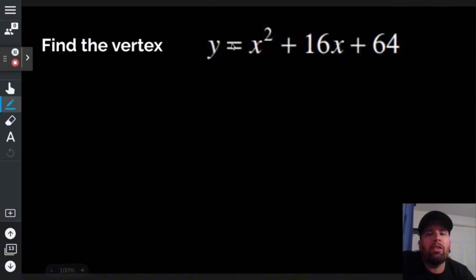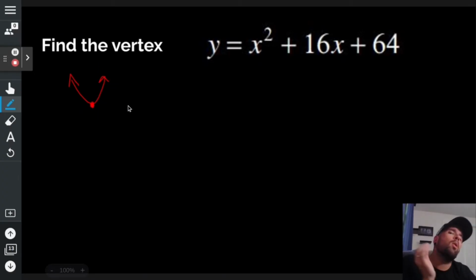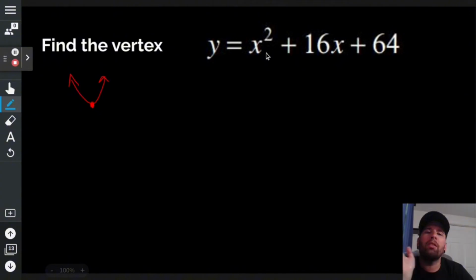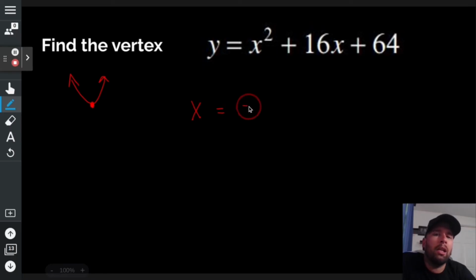Find the vertex of y equals x squared plus 16x plus 64. The vertex is either the minimum or maximum of a parabola. This is a quadratic because it's x squared. Since this is a positive x squared, it's going to look like this. The vertex is the very bottom of it. Now, when we have a quadratic in standard form, which means x squared plus number x plus 64, the x value of the vertex is going to be negative b over 2a.